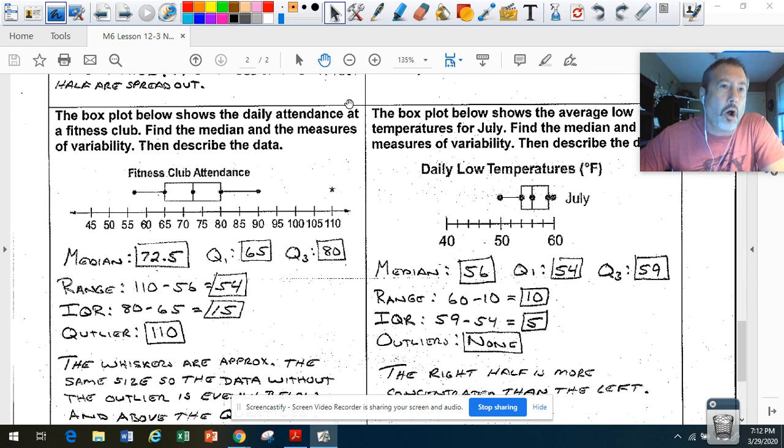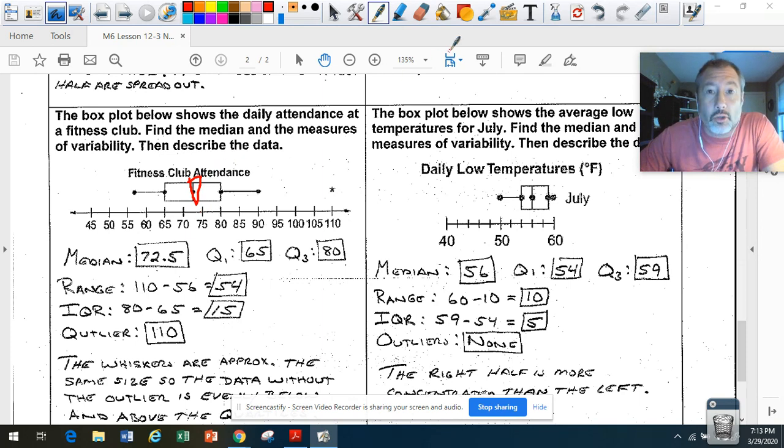It says the box plot below shows the daily attendance at a fitness club. It says find the median and measures of variability, then describe the data here. So if we were to look at this, let's start here with our median. Now, yours may not be exact, but we should be pretty darn close here. There's our median there. If you look there, it's about 72.5. So 72.5 people is our median attendance.